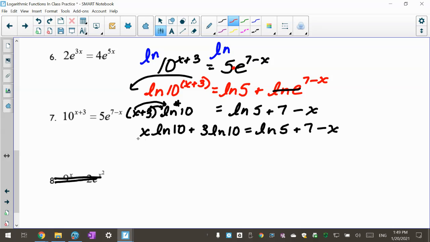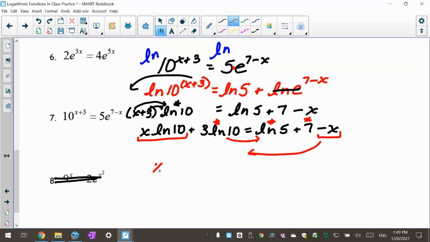So I'm going to show you this. This term has an x in it. This term has an x in it. 7 is a number. Natural log of 5 is a number. And 3 natural log of 10 is a number. So what I'm going to do is put the x's on one side and the numbers all on the other. Since I have two numbers on this side, I'm going to move this over to this side and subtract it. And then I'm going to put the negative x over here.